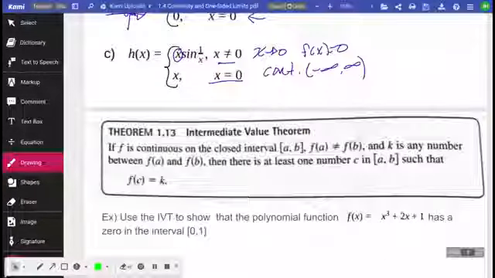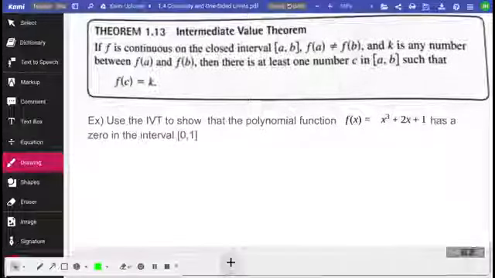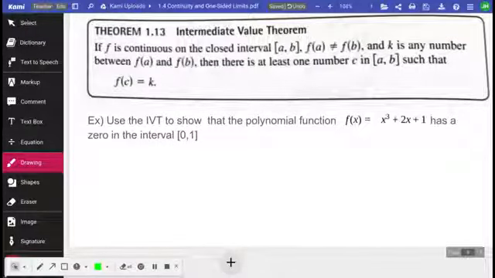Okay, last concept is the intermediate value theorem. The intermediate value theorem says if f is continuous on a closed interval, AB, meaning A is included, B is included, those brackets are important. If it wasn't included, it'd be parentheses. But they can't be the same value as the output. So f of A, when I plug it in, the y values can't be the same as f of B.